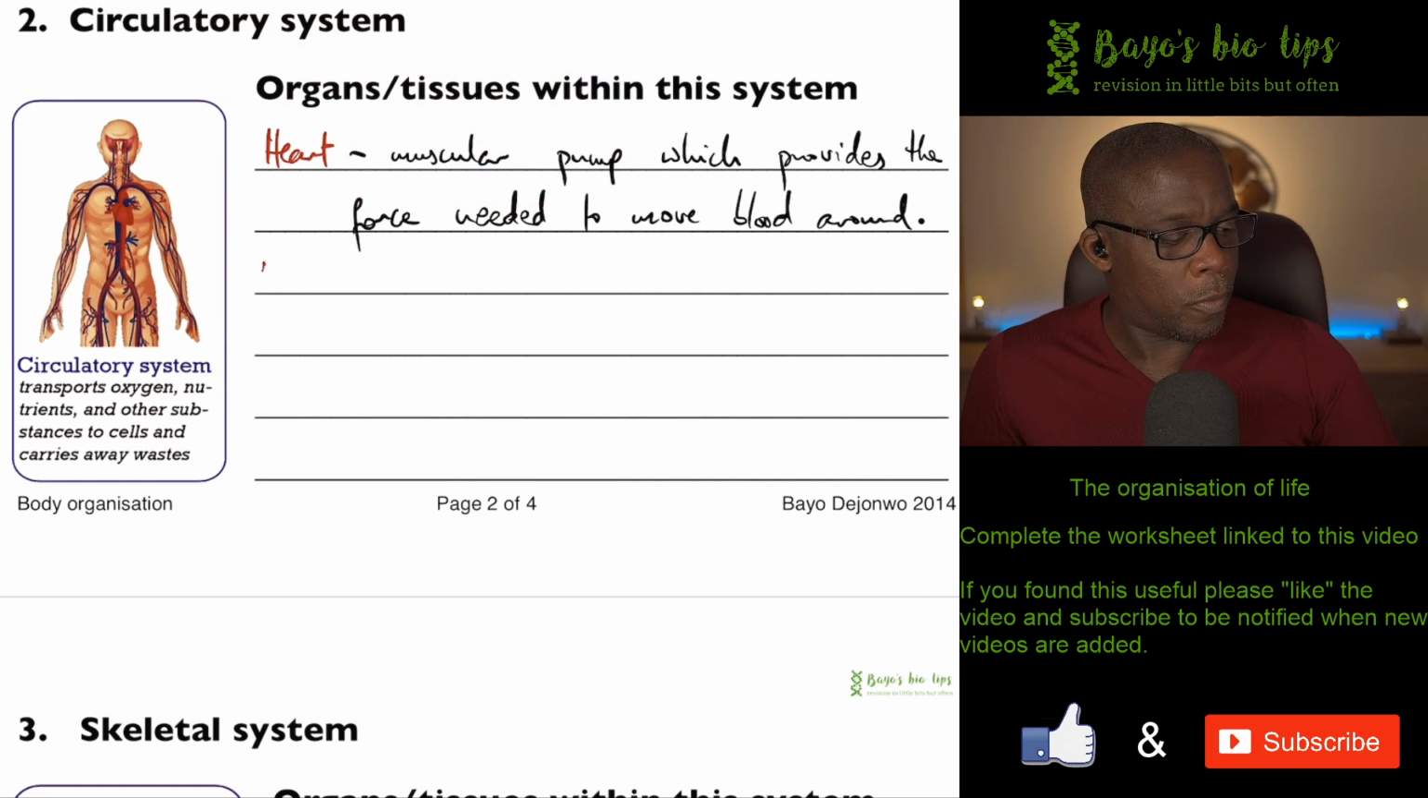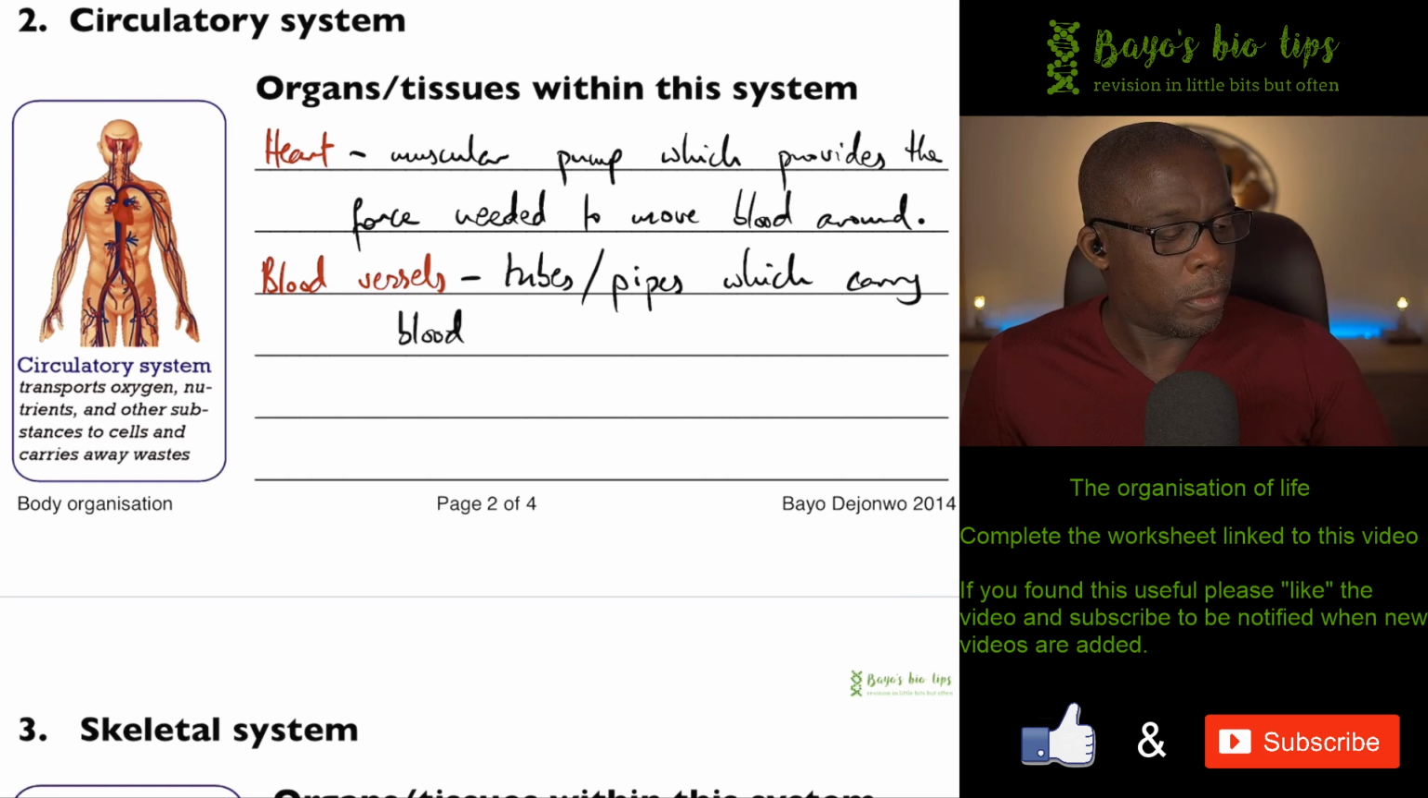And then you've got blood vessels, which are basically tubes or pipes which carry blood around the body. And they include things like veins, arteries, and capillaries.